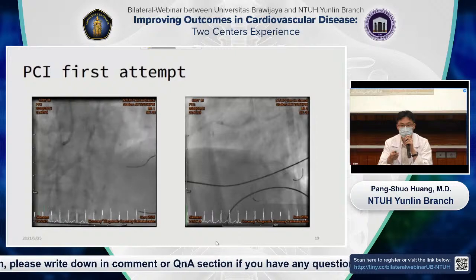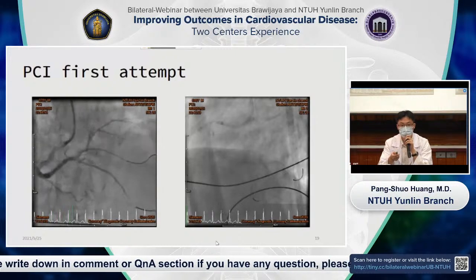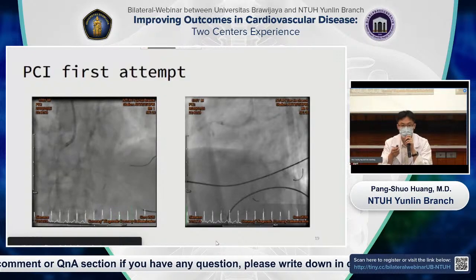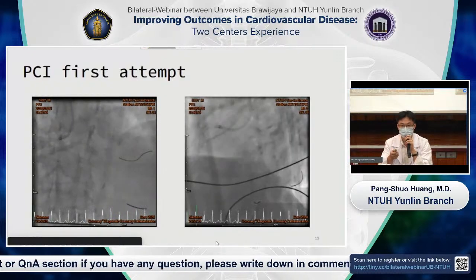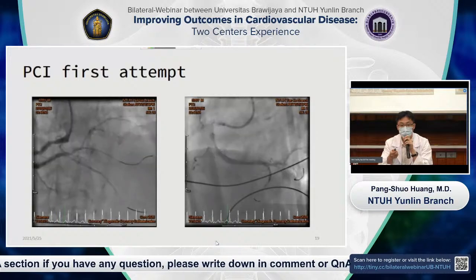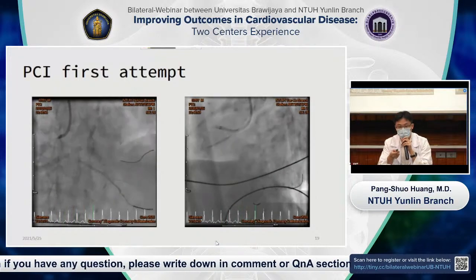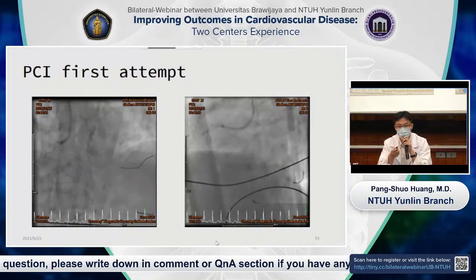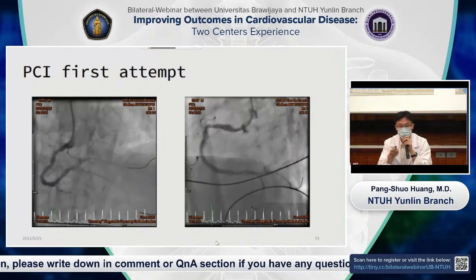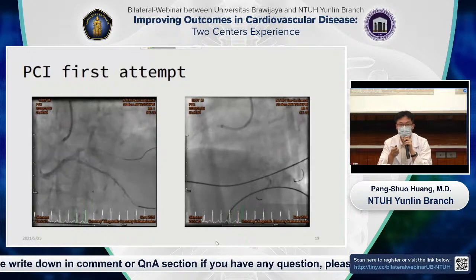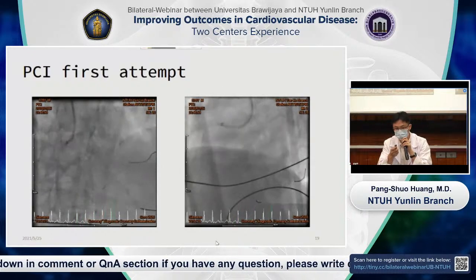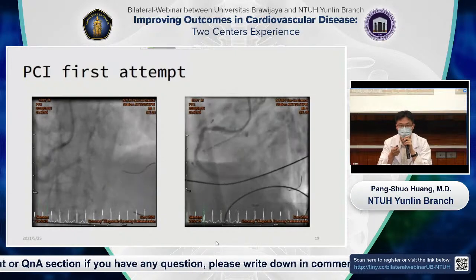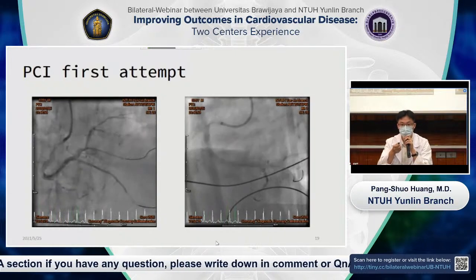And we can see after POBA, the lesion and the total occlusion of the very big PLA branch disappear. So this time we're facing a very big problem because the PDA and the PLA bifurcation branch have a heavy calcium burden, and bifurcation stenting may be needed, but the vessel size is a small vessel disease, and also there is one proximal RCA lesion.